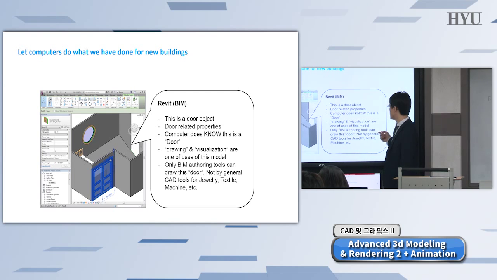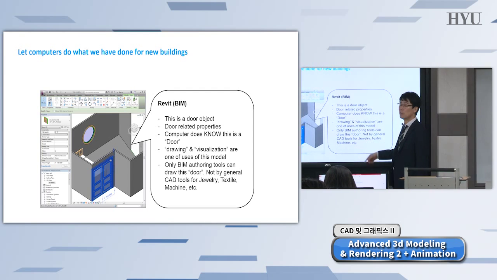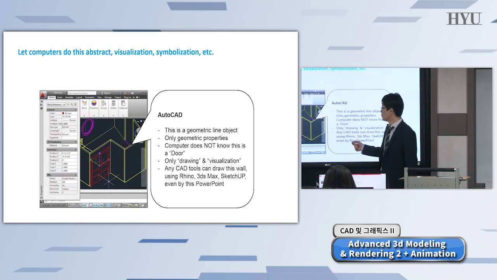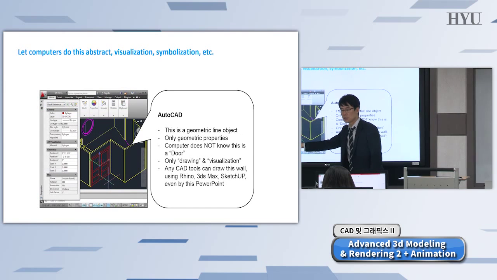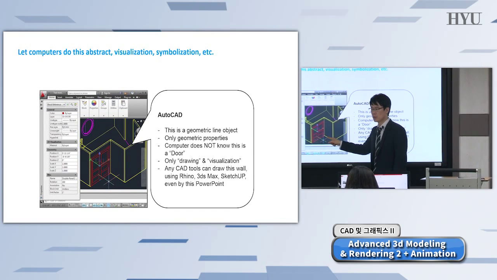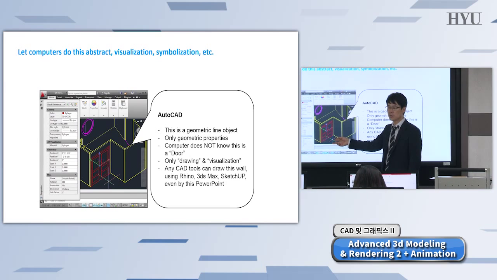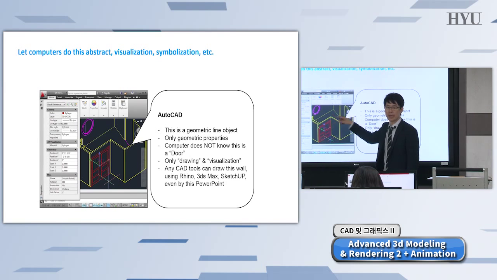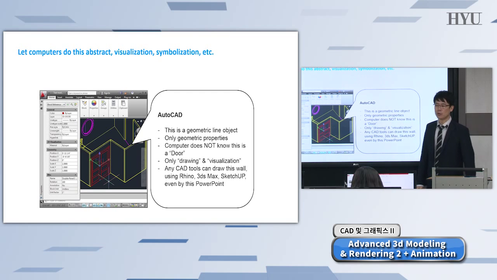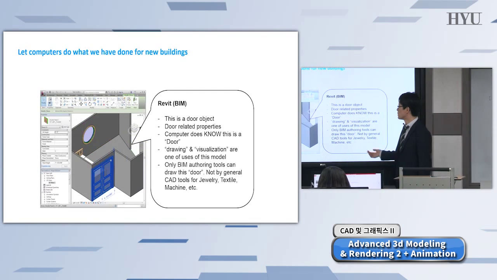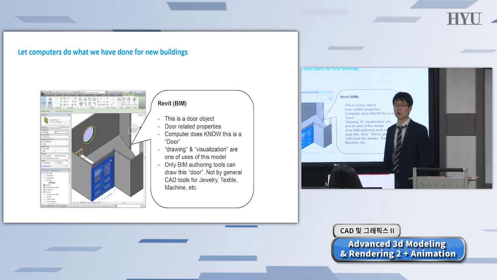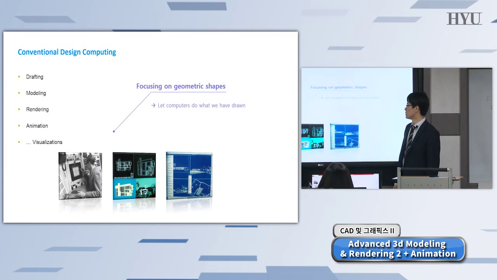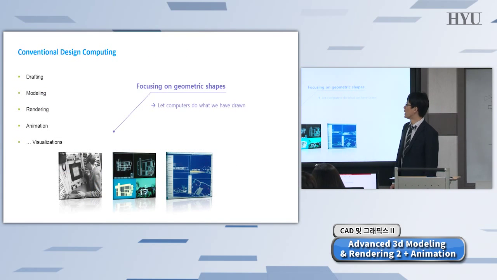BIM authoring tools can draw this door, model this door, okay? You don't need to draw the points and their connections and edges, polygons, or extrude and put some segment to divide this kind of pattern. You don't need to do that, okay? Simply assign and modify the door object. That's the difference.